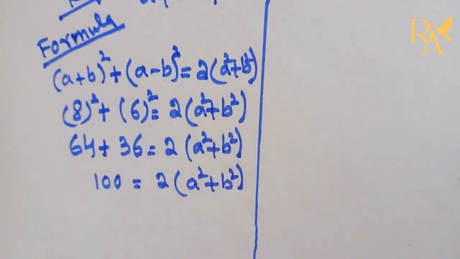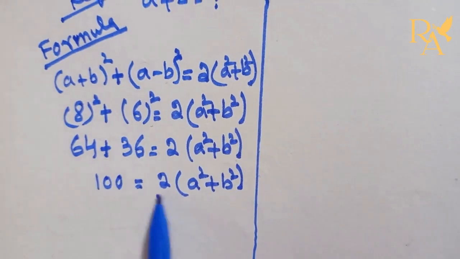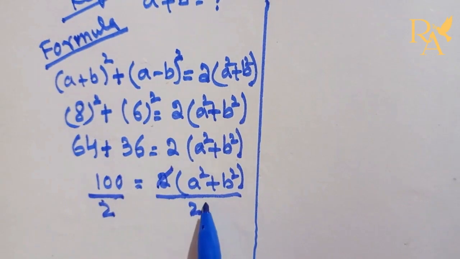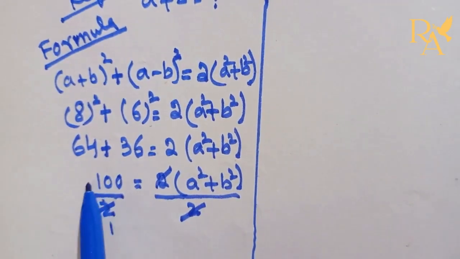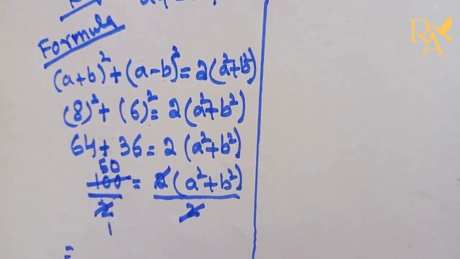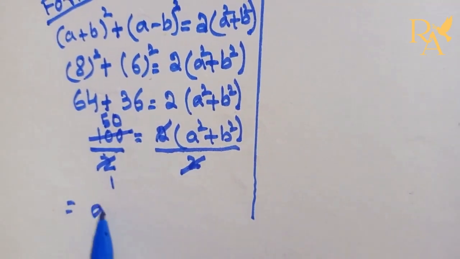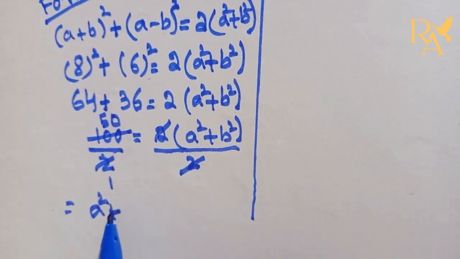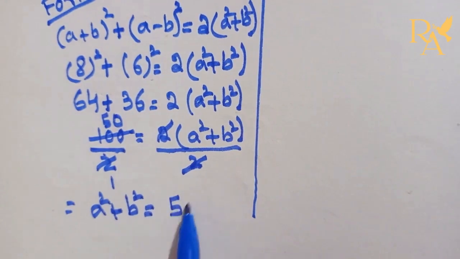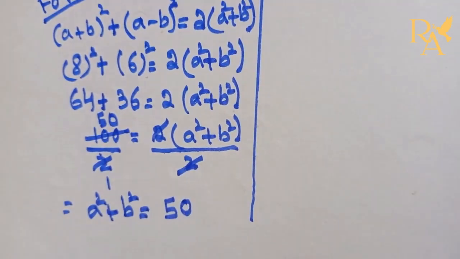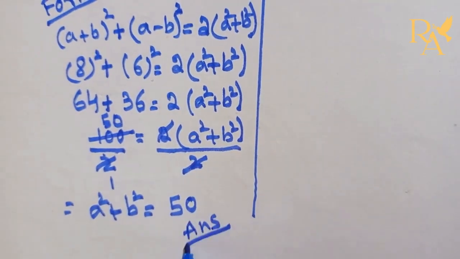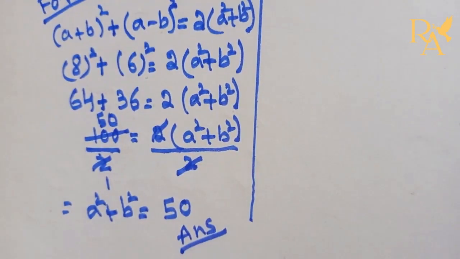Now we will divide both sides by 2. 2 cancels with this 2. 2 ones are 2, 5 twos are 10, and 0. So A square plus B square is equal to 50. This is the answer of A square plus B square.